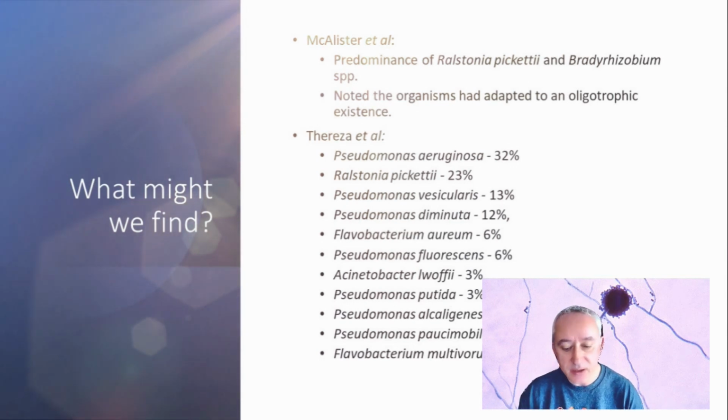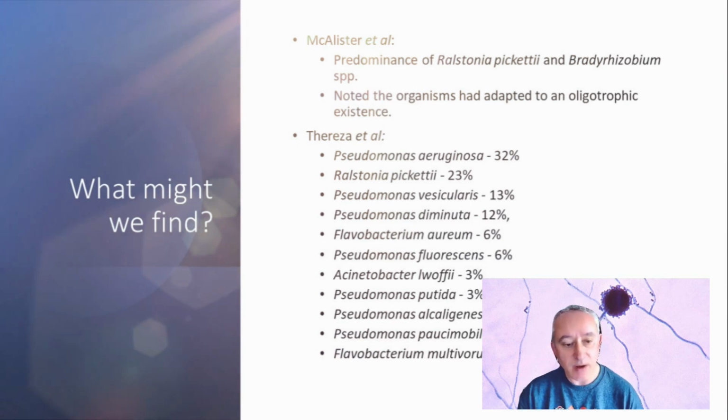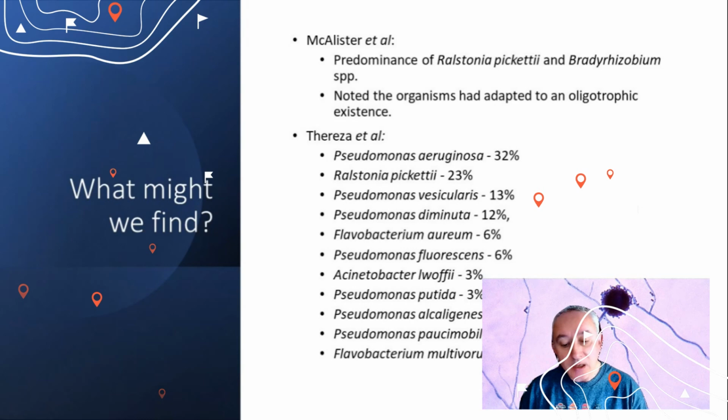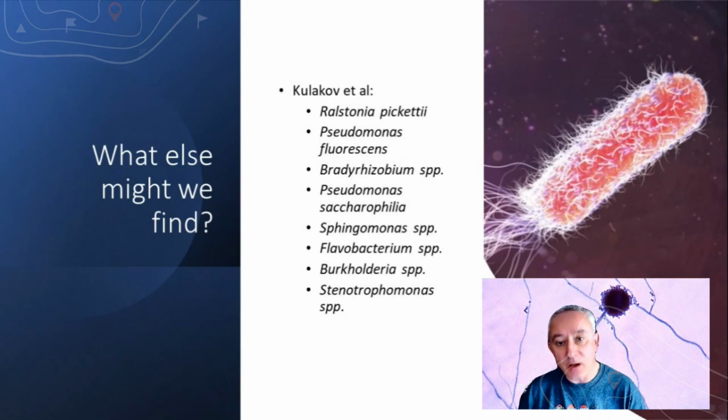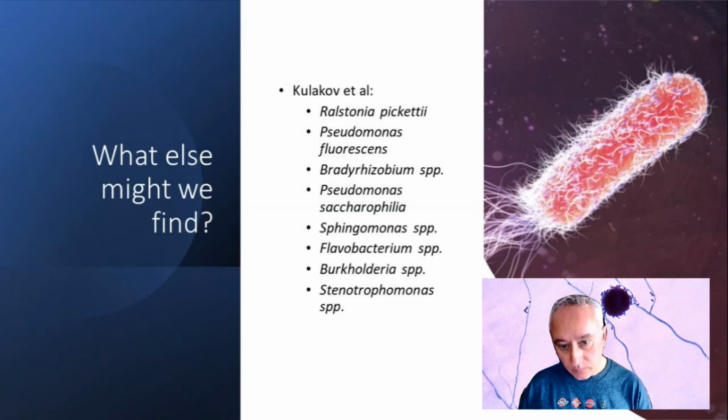Looking at these, there's one from McAllister, for example, and one from Theresa. And these published reviews are signaling to us that pseudomonads and related organisms are the predominant species that we expect to find. Similarly, with a study from Kulikov as well. And here we get again the predominance of pseudomonads, Ralstonia, Flavobacterium. Bubbling under is Acinetobacter. And these are all characteristic gram-negative non-fermenting bacteria.